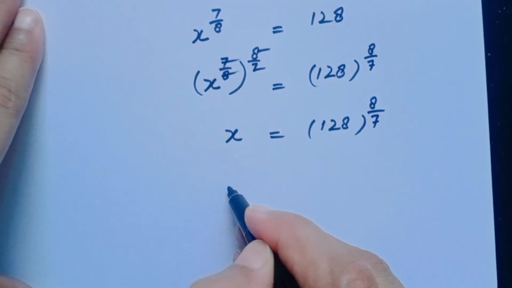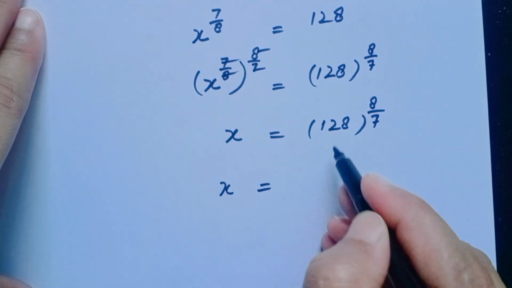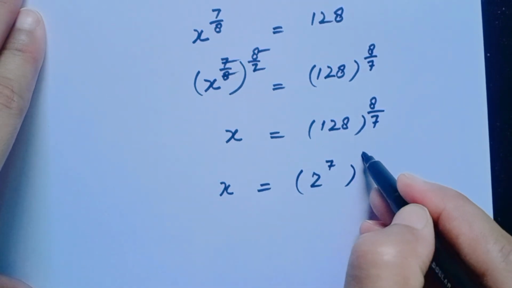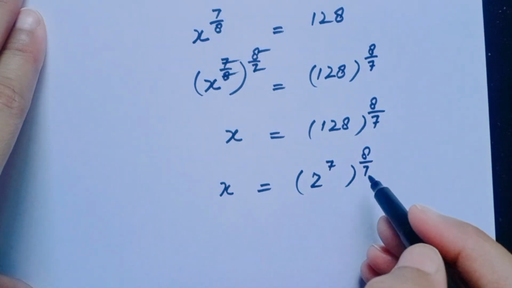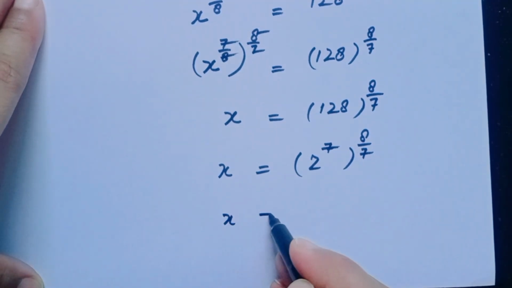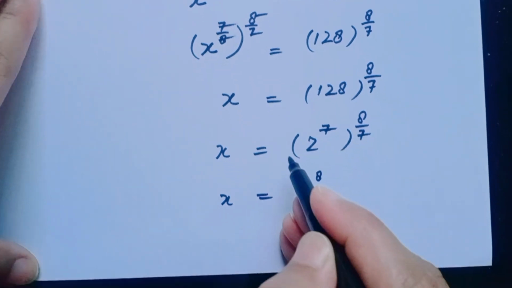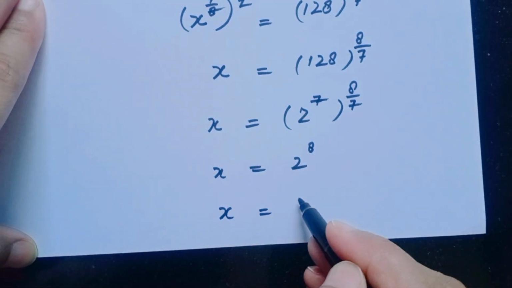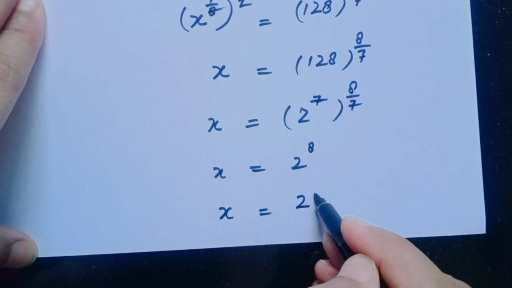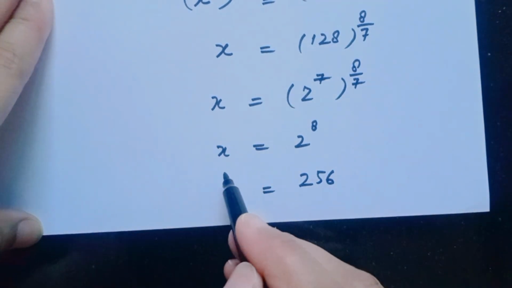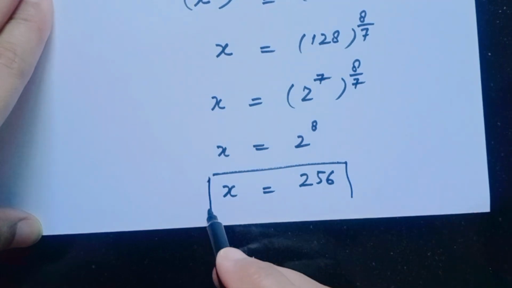So we know that we can write 128 as 2 power 7. x is equal to 2 power 7 whole power 8 over 7. So in the next step, 7 will go with the 7 and x is equal to 2 power 8. So we know that 2 power 8 is equal to 256. So it is the final value of x. It was the first method.